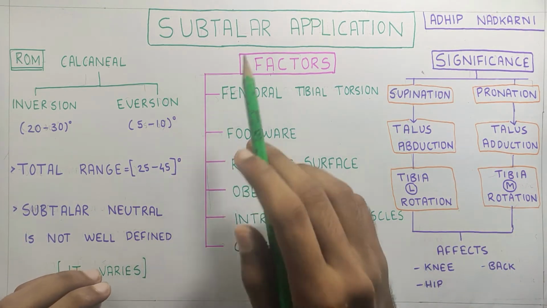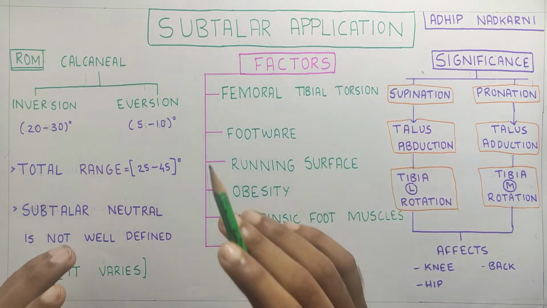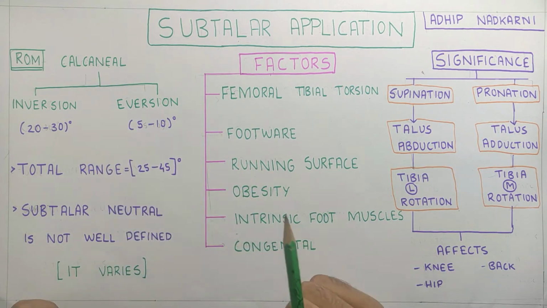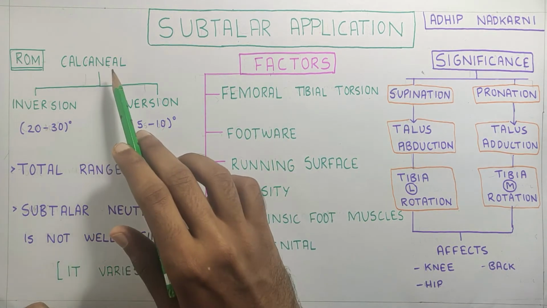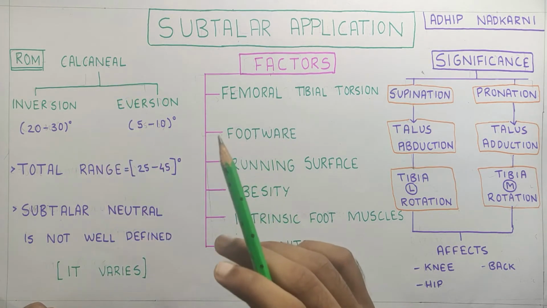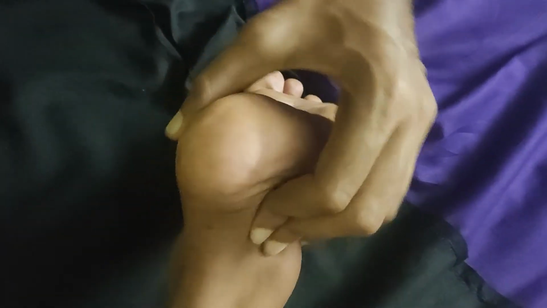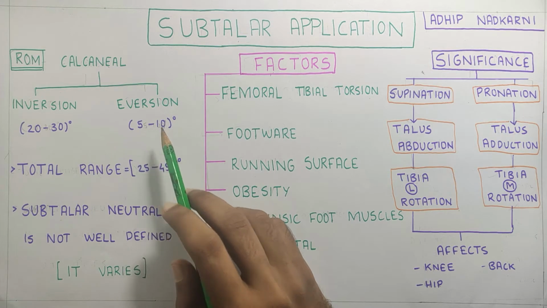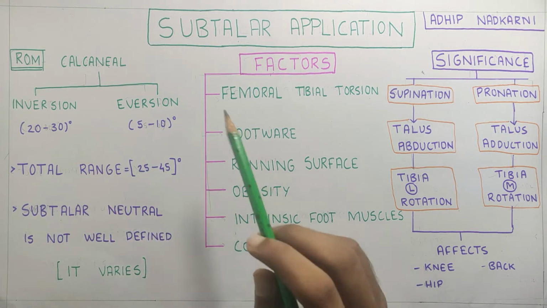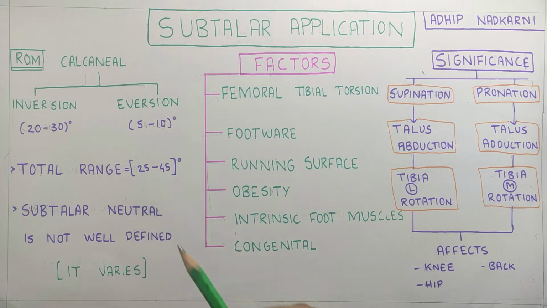To begin with, the subtalar joint range of motion is measured by the movement of the calcaneum in open pack position. The range of motion of the subtalar joint is measured by the movement of the calcaneum when it is free, or in non-weight bearing position. In prone position, you check for calcaneal inversion, that is the movement of the calcaneum medially, and calcaneal eversion, that is the movement of the calcaneum outward. The calcaneal inversion is around 20 to 30 degrees, whereas eversion is around 5 to 10 degrees. The total range of motion present in the subtalar joint is around 25 to 45 degrees.